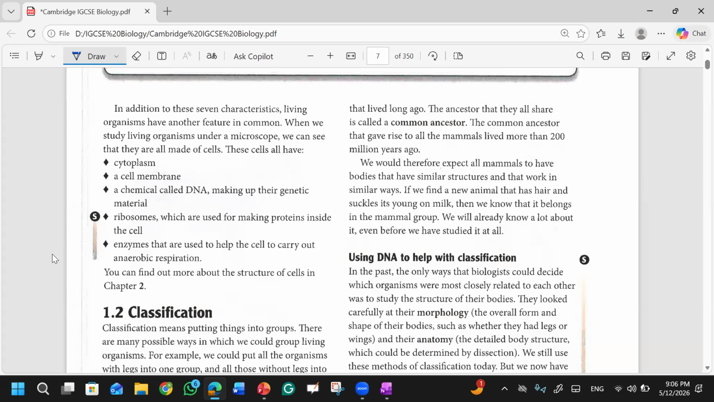Then they discussed how they advanced in this study, how advancements were made, and on the basis of which feature they made advancement in the field of classification.